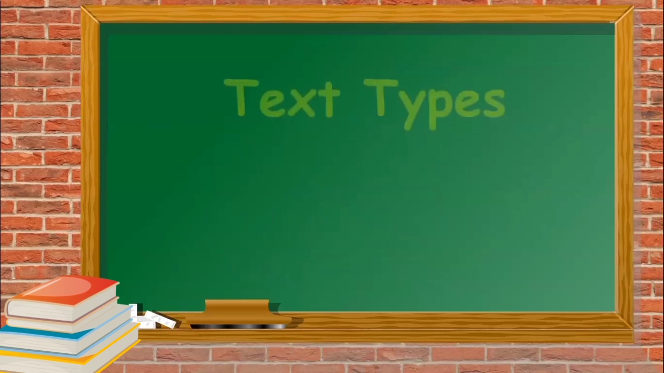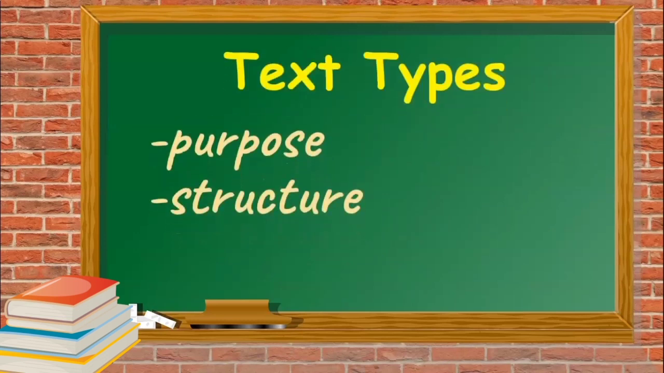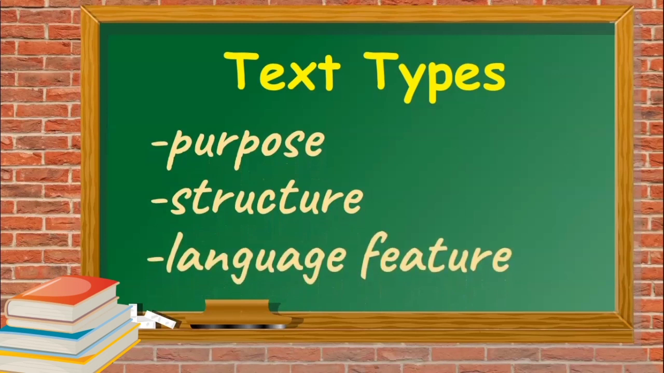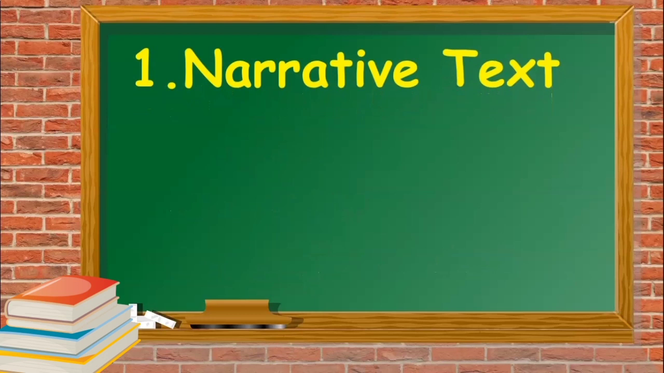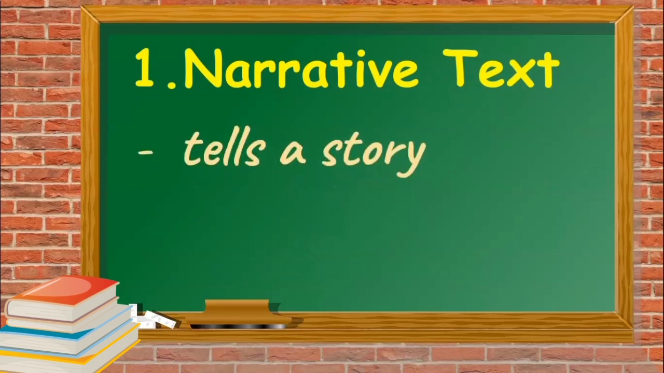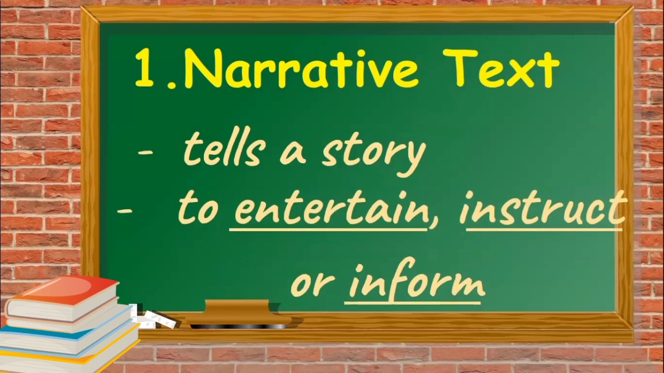Text types depend on their purpose, structure, and language features. Today, we will classify text type materials according to their purpose and meaning. Are you ready? The first text type is a narrative text. A narrative text tells a story which could either be fiction or non-fiction. Its purpose is to entertain, to instruct, and to inform the readers by telling a story.